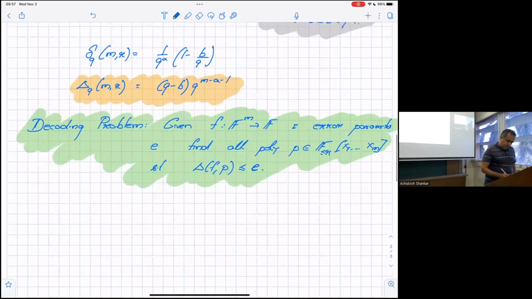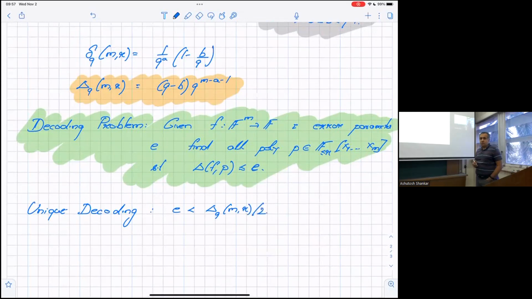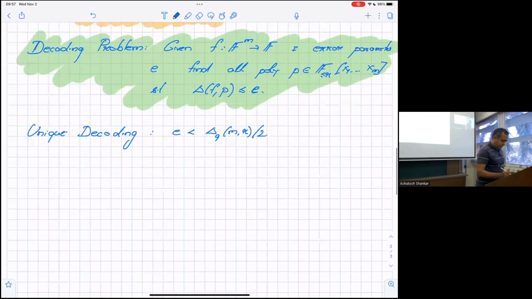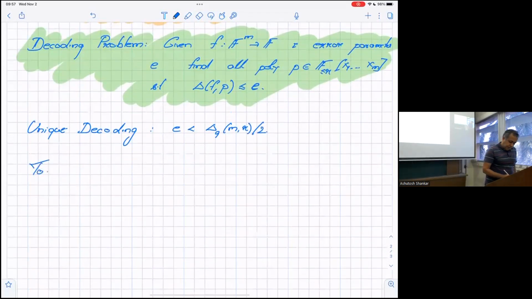And the unique decoding setting is when e is less than delta_q^{MR} by 2. We want to solve the problem. Actually, we'll see three different algorithms, each of different merit to it. So today we'll see three algorithms for this problem.